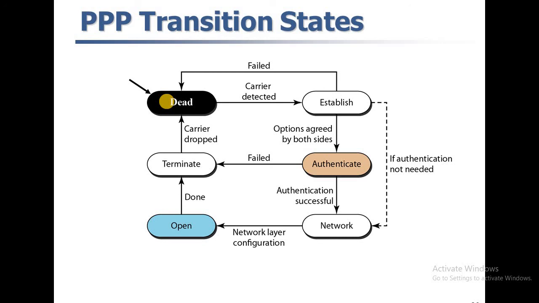The data transfer takes place in the open state, and when the connection reaches this state, the exchange of data packets has started, and it remains in that state until one of the endpoints wants to terminate the connection. If anyone is interested, then it will go into the termination state. The system remains in this state until the carrier is dropped, then moves to the dead state again. And if there is a problem, that is if authentication fails, then again it goes to the terminate state and then to the dead state.